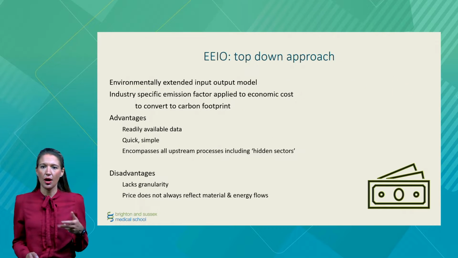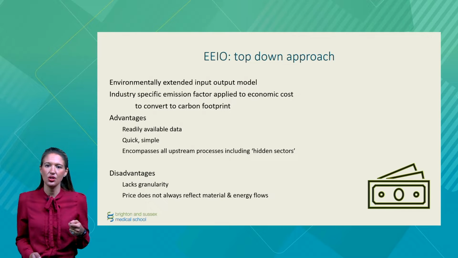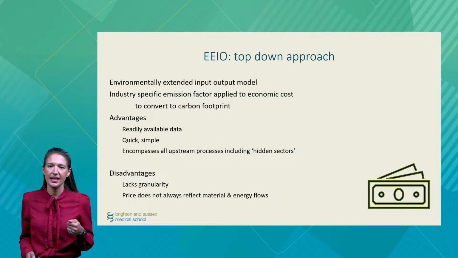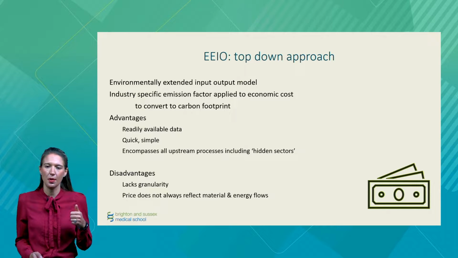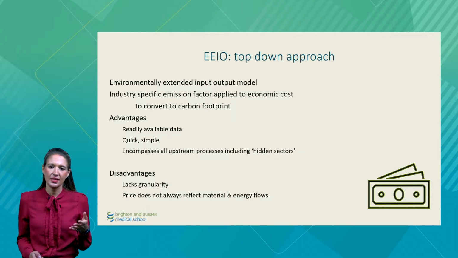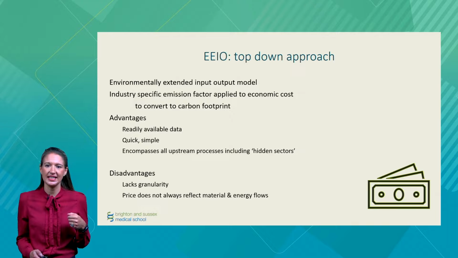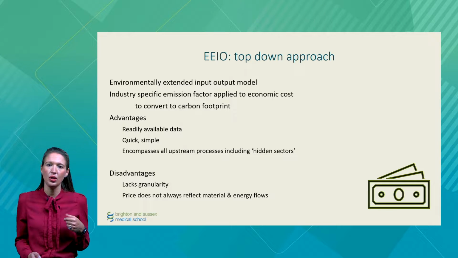And there are two key approaches that we can use for undertaking a carbon footprint. And we can think of these in terms of a top-down versus a bottom-up approach. And the first and the very most simplest way that we can undertake a carbon footprint is what's called an environmentally extended input-output model based on financial spend data.